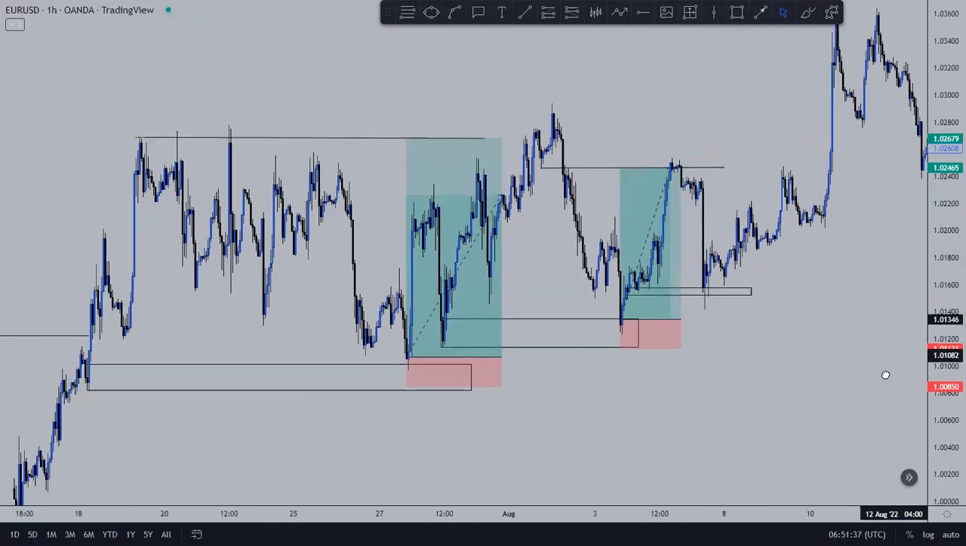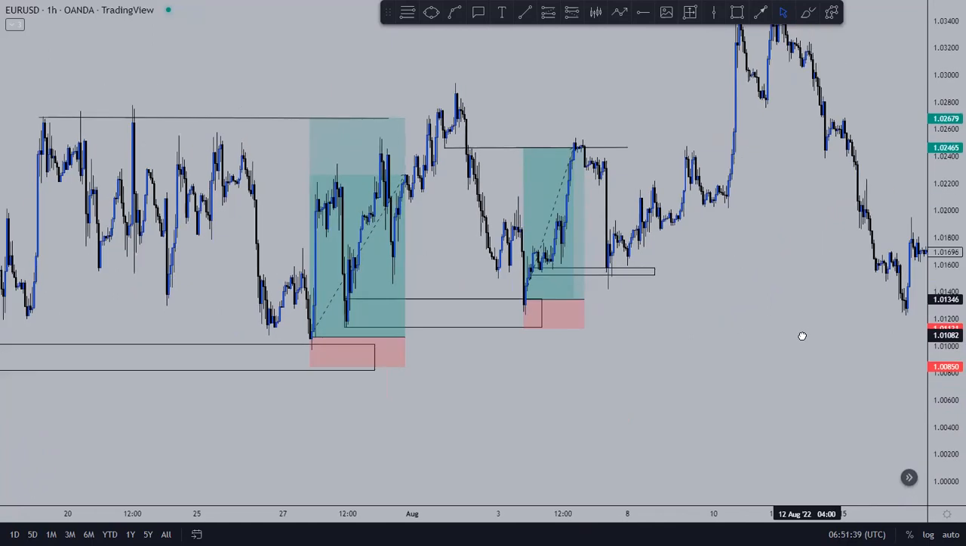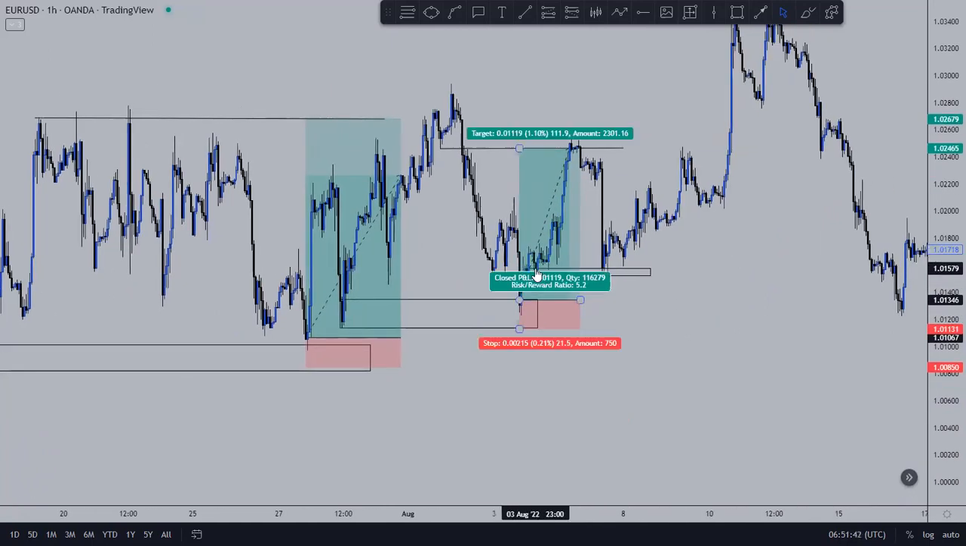So let's look at this last order block that was there.